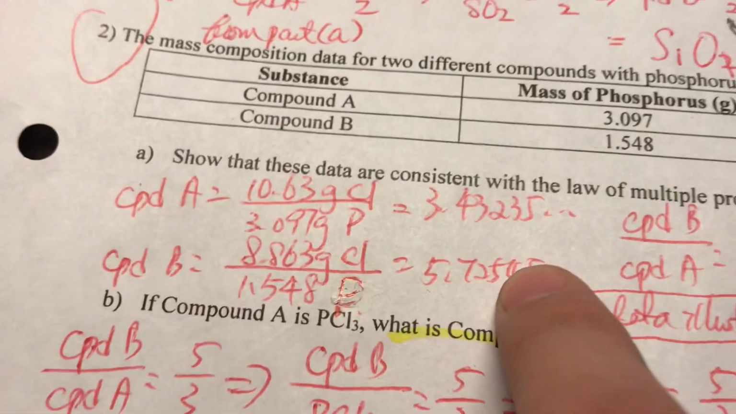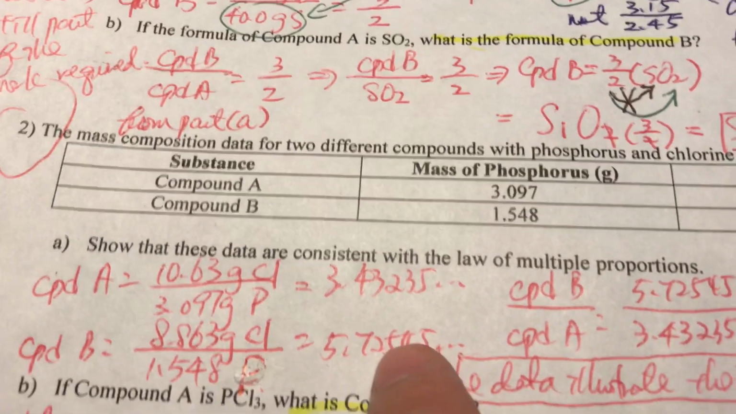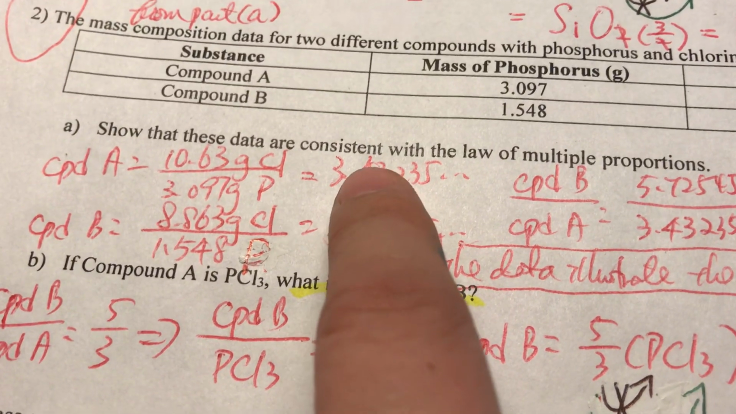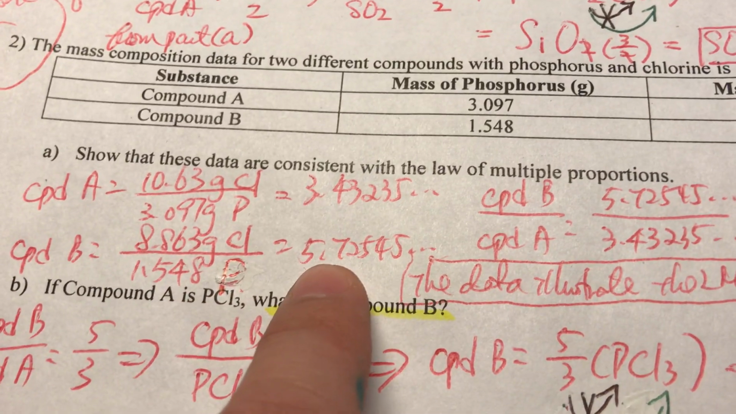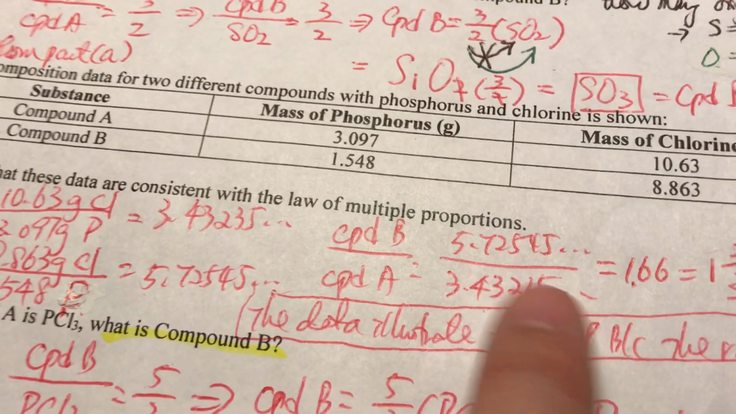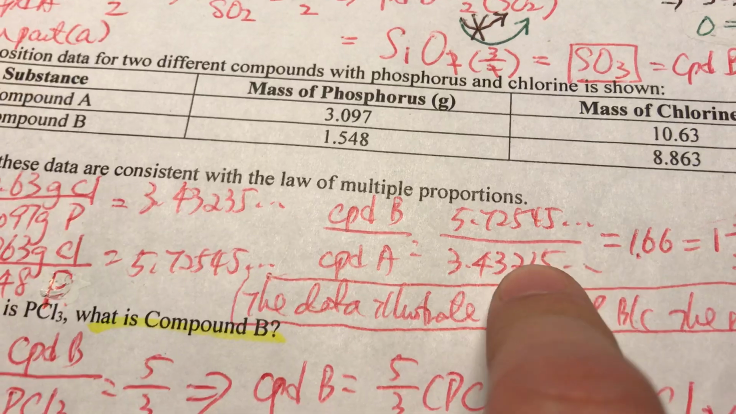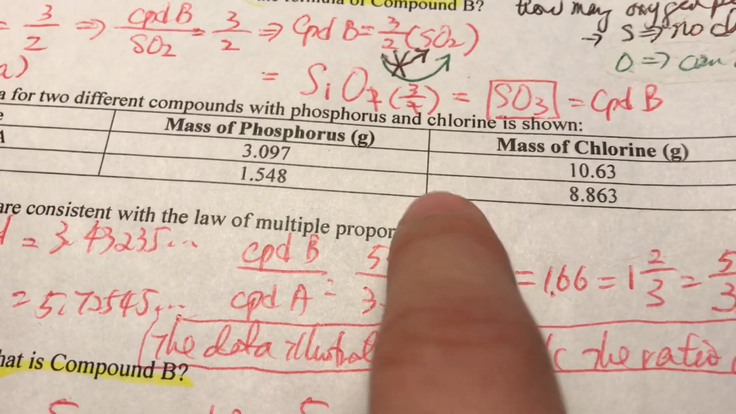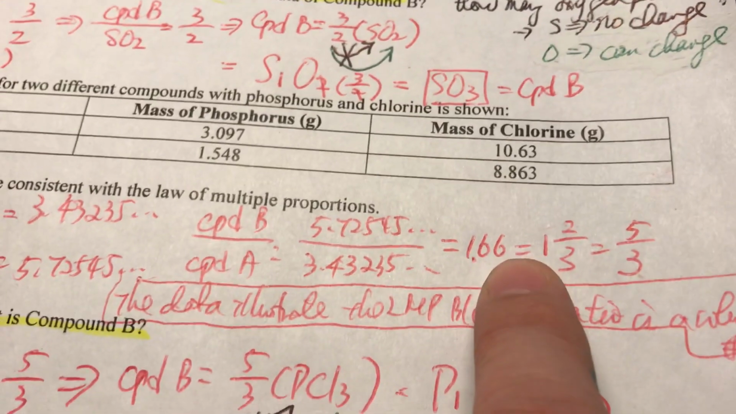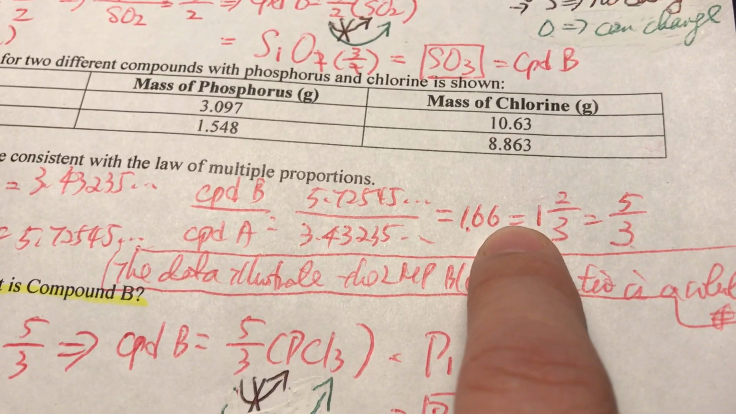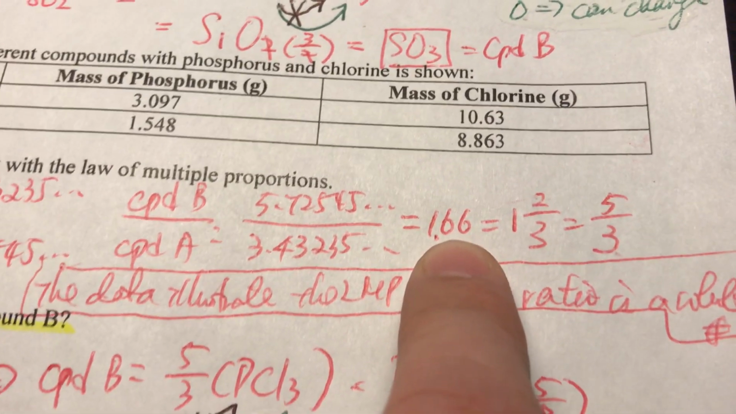Okay, so after this, you're going to compare. Okay, my 3.4325 is a smaller number than 5.725. So this number and compound A will go to the bottom, and then 5 point something and compound B will go to the top. So we set up compound B over compound A is 5.7 something over 3.4 something. After I make the division, 5 point something divided by 3 point something, I get 1.66. I need to change the 1.66 to a fraction. So 1 is 1. 0.66 is 2/3.